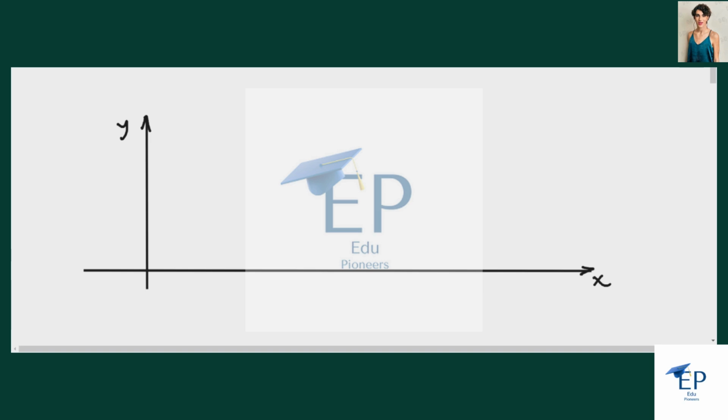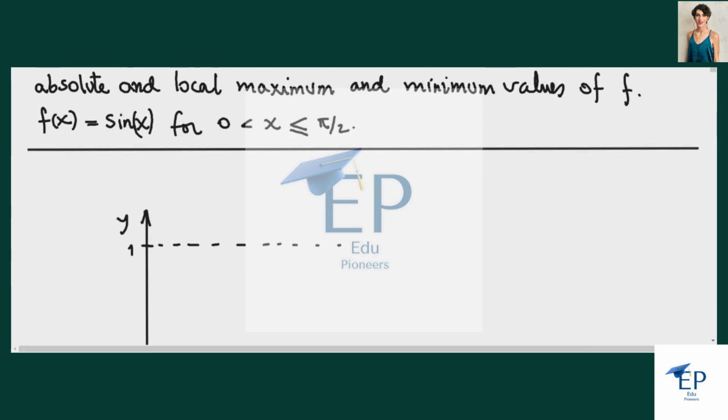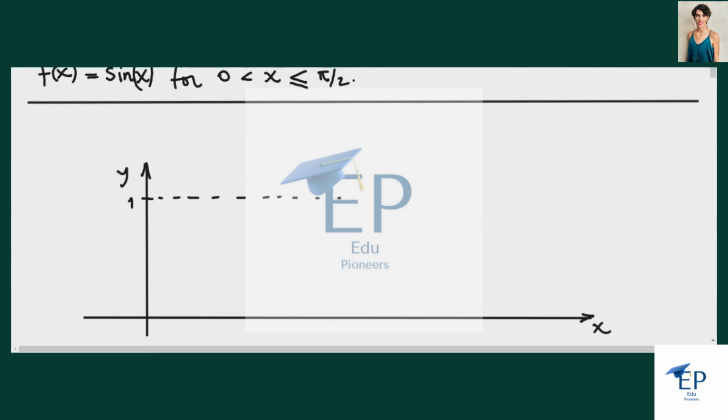We know the sine function has a maximum value of 1. At 0, we know it's 0, but this is not included in the graph, so we are going to indicate that. Let's write the function here again: sine of x for x greater than 0 but less than or equal to pi half.